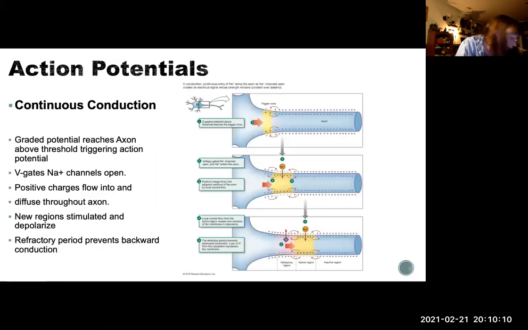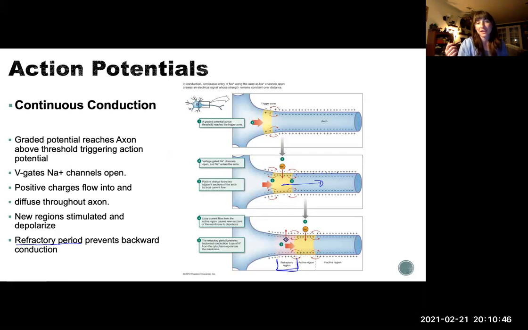Saltatory. Okay, so one more time. Continuous conduction travels down the axon and is replenished continually because there are voltage-gated sodium channels all the way down the length of the axon, right? So that signal travels all the way down the length of the axon. The refractory period that occurs after that signal has passed is what guarantees that that signal can't go backwards, right?